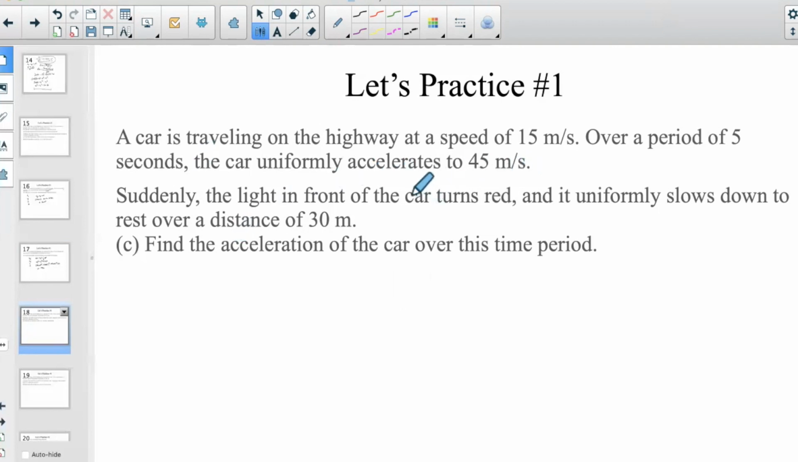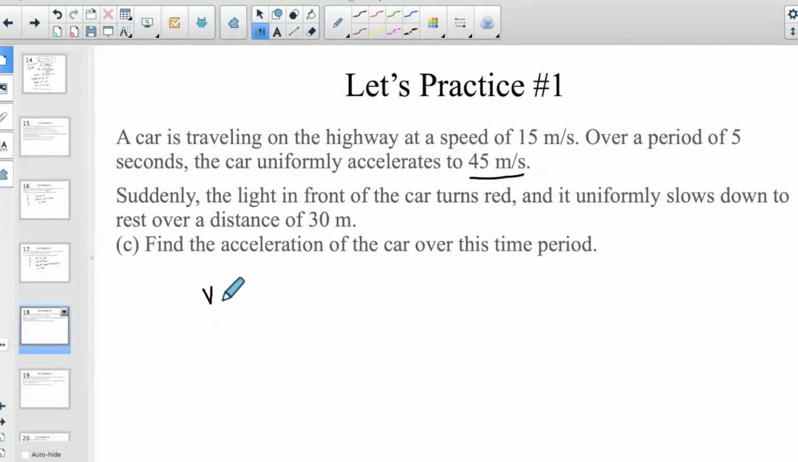So it's important to remember that now we're talking about a new time period. So we can't use our initial velocity of 15 meters per second like in our last period of time. Now the start of our period of time has an initial velocity of 45 meters per second. So we need to factor that in.